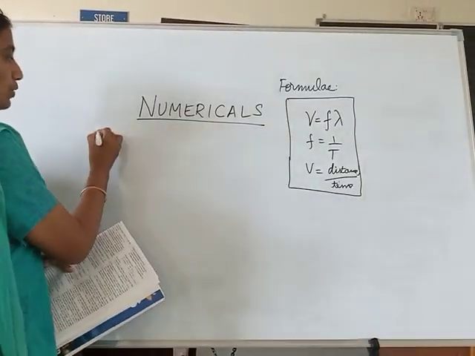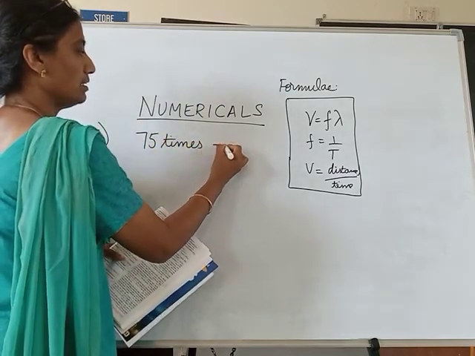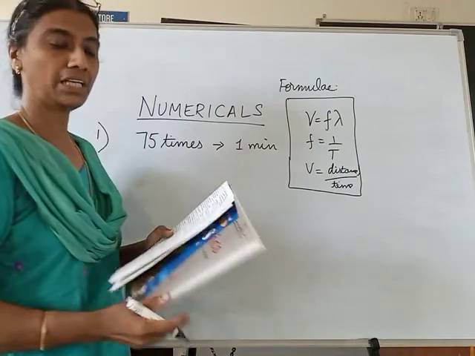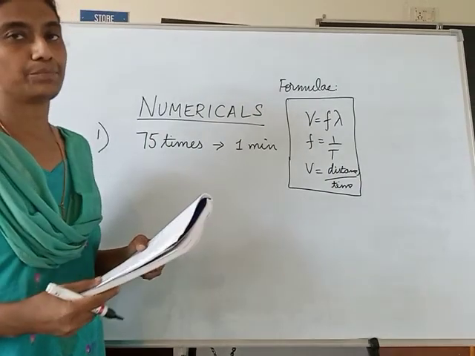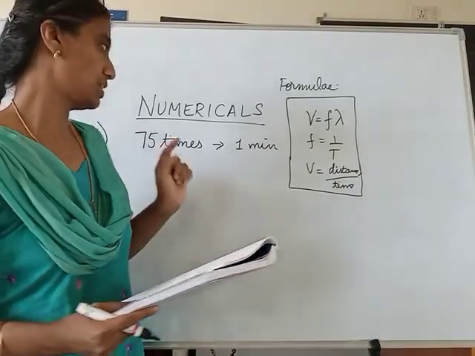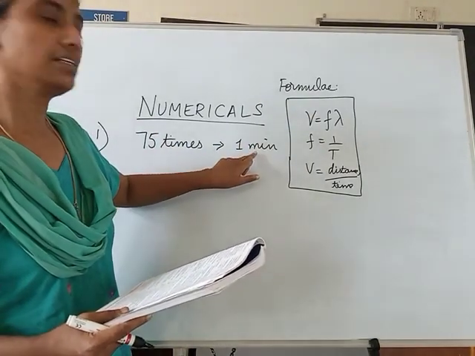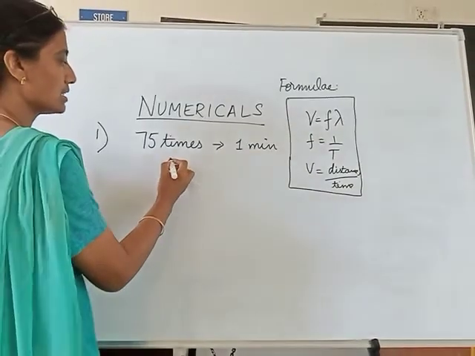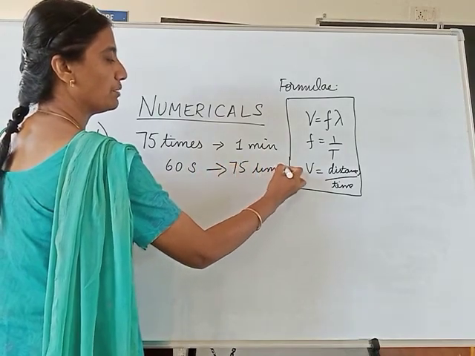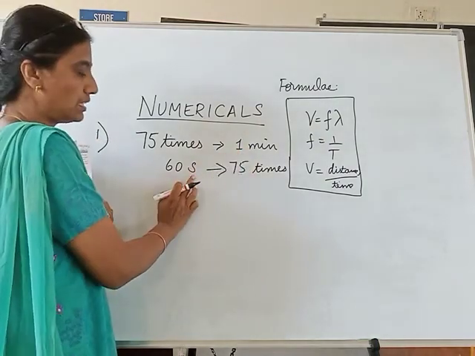So first write whatever is given. That is, it beats 75 times in 1 minute. Now we have to find frequency and time period. If you remember, the definition of frequency is number of vibrations produced in 1 second. So here it's given 1 minute means 60 seconds. So in 60 seconds, 75 times the heart vibrates.